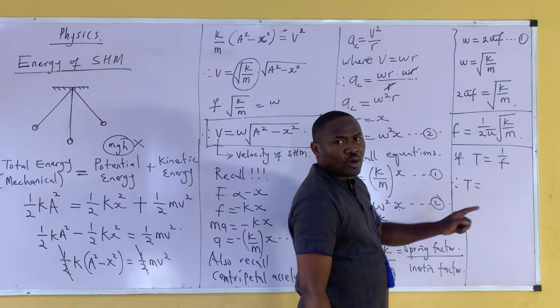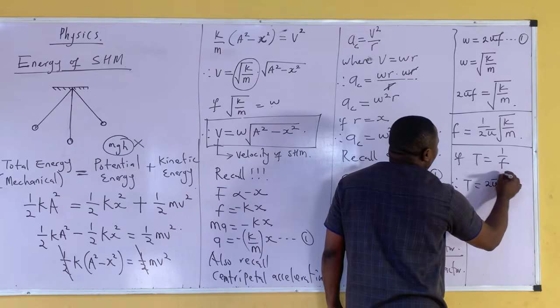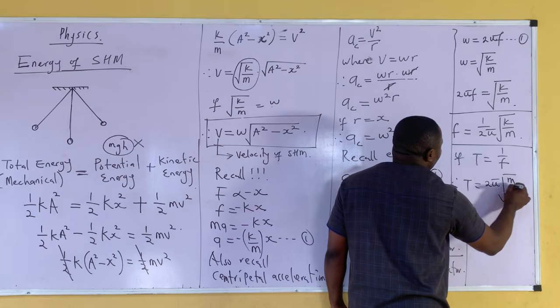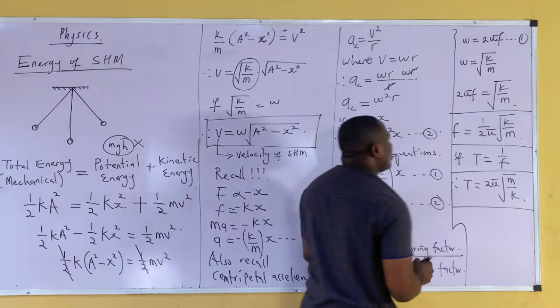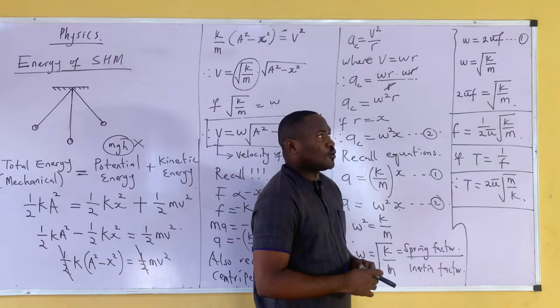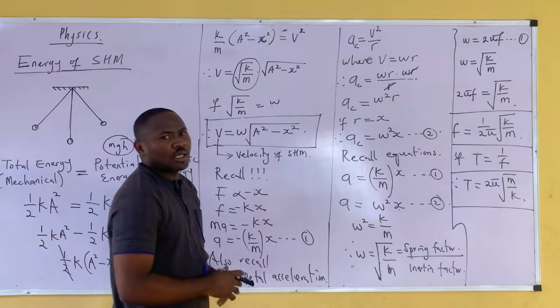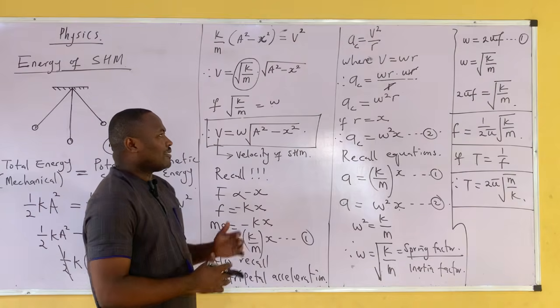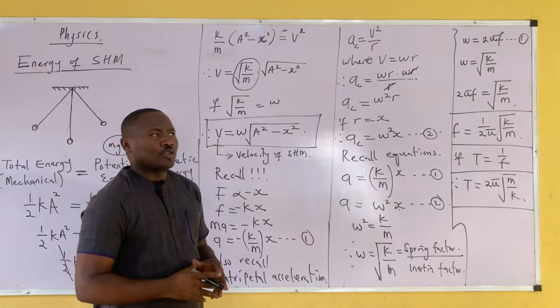Period will be equal to 1 over everything here. What will that be? That will now be 2 pi square root of M over K. Now take note of this. This will be used to solve for period, while this can be used to solve for frequency, where you understand all of these things that I have proven on the board. The formulas are very simple and the analysis is also simple.